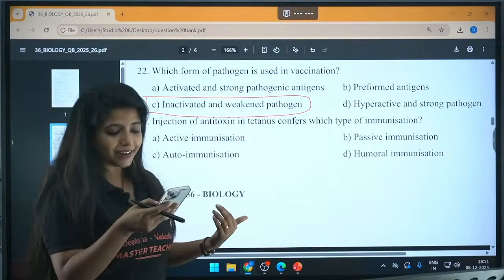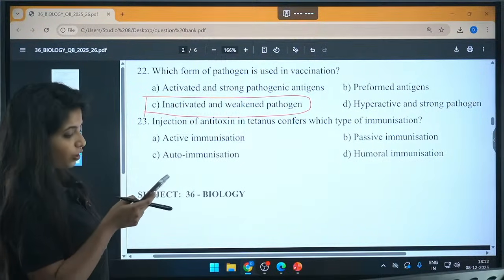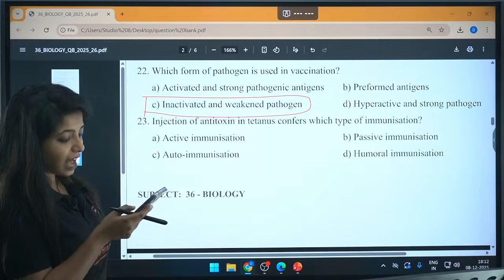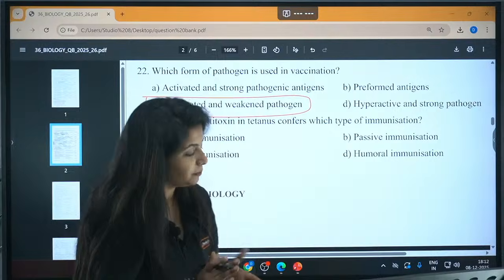Yes, Vidya, you were correct with the 22nd question. Good. Rukmini says the answer for the 23rd is B. Okay, Sagar says it's also B. Mansi also says it's B. Let's see if it is actually B or not.